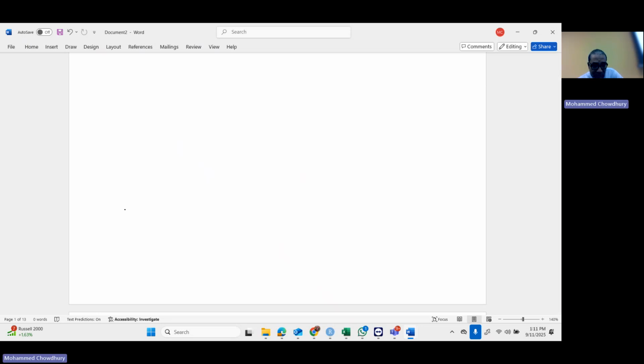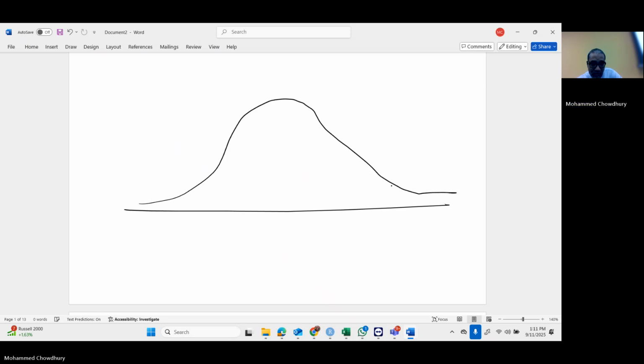Z 0.95 is this one. Standard normal. This is your symmetric curve. And she wants 95% in here, the middle 95%. This is her 95%.